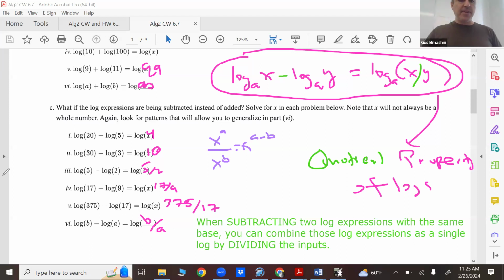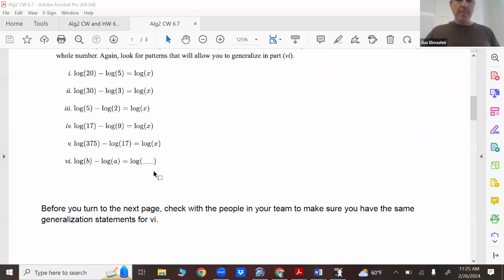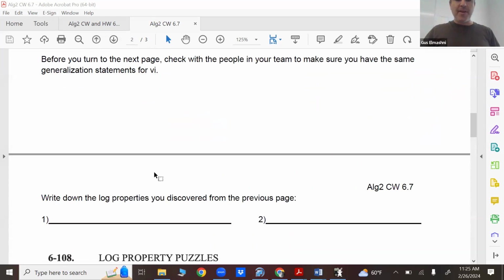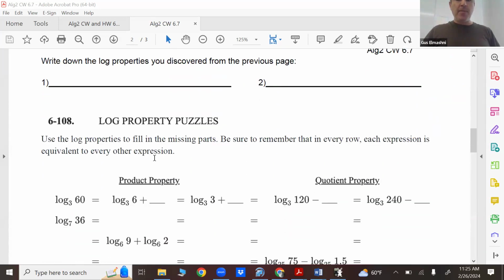All right, let me go and clear the sucker. Let's move on. Before you turn to the next page, check with people on your team. We already talked about it. Okay, so write down log properties you discovered. Well, I just told you what they are. It's supposed to be a group activity. Oh well, I just told you.